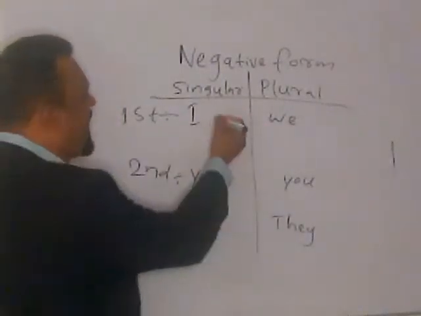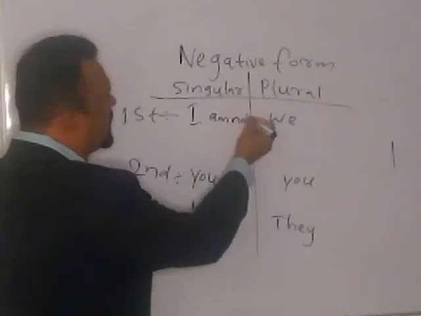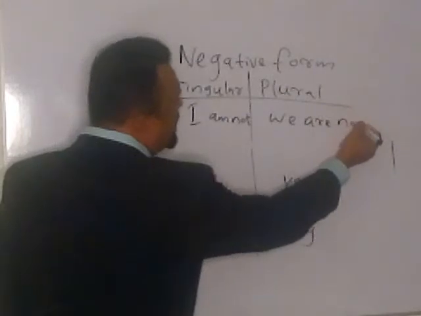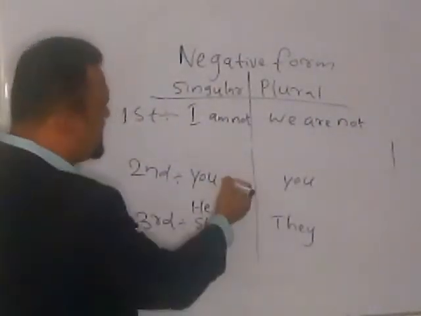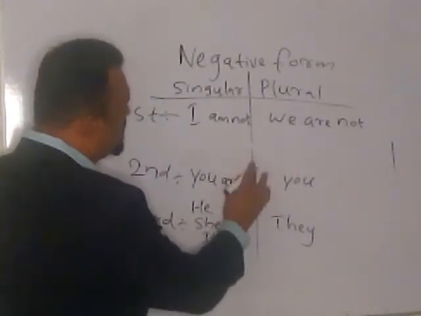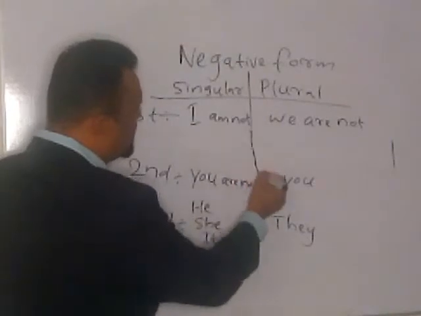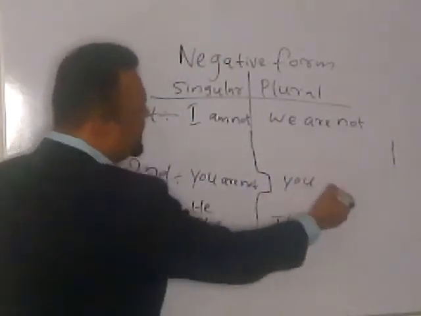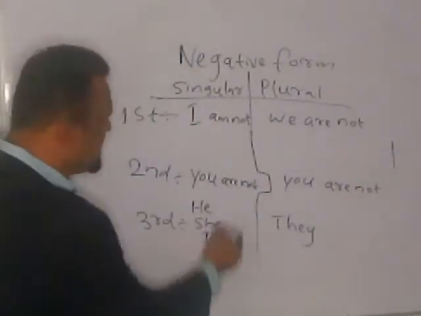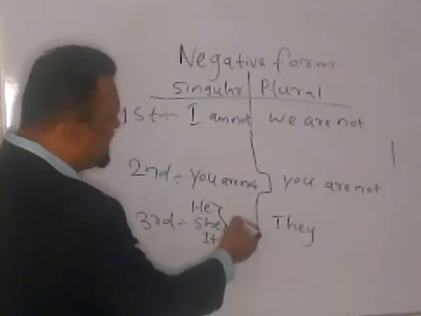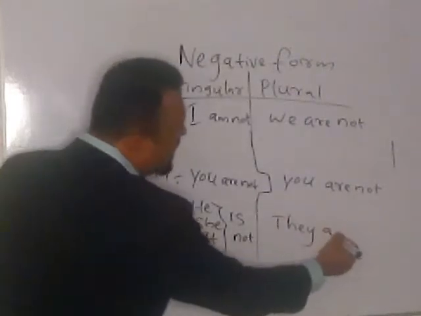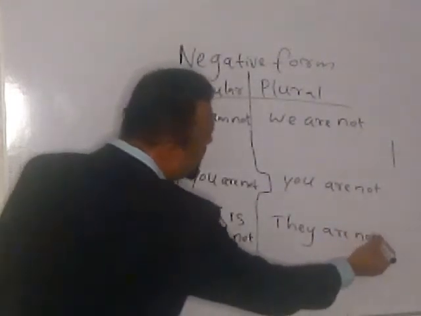I am not. In here we are not. In this place you are not. In this place also you are not. In here he, she, it is not. They are not.